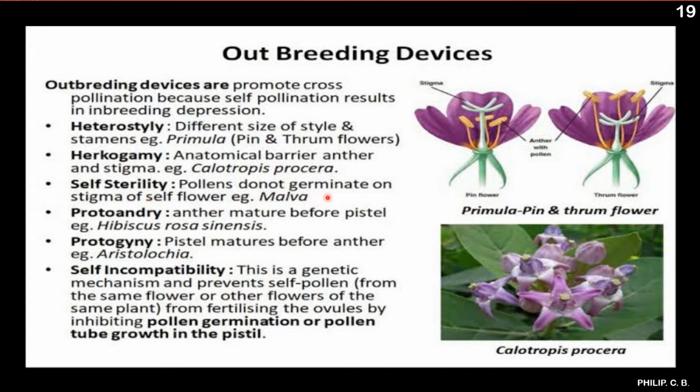Self-sterility: pollen grains do not germinate on the stigma of the same flower. Example, Malva. Protandry: anthers mature before the pistil. Example, Hibiscus rosa-sinensis, that is China rose. Protogyny: pistil matures before the anther. Example, Aristolochia. Self-incompatibility: this is a genetic mechanism that prevents self-pollen from the same flower or other flowers of the same plant from fertilizing the ovules, by inhibiting pollen germination or pollen tube growth in the pistil. Now we go into the detail.